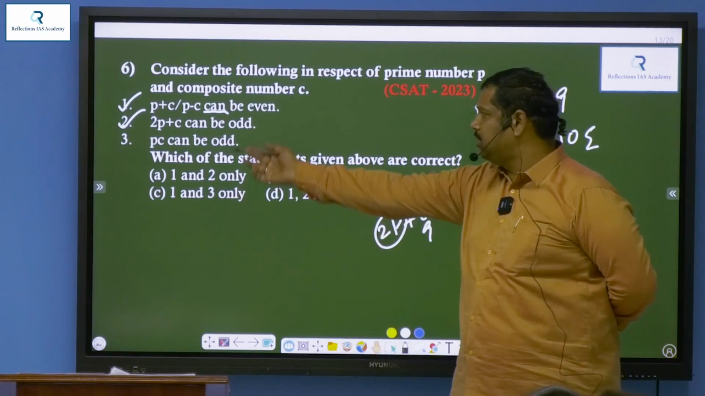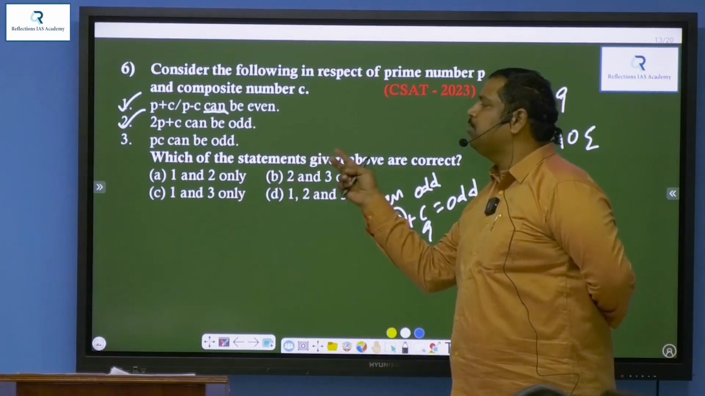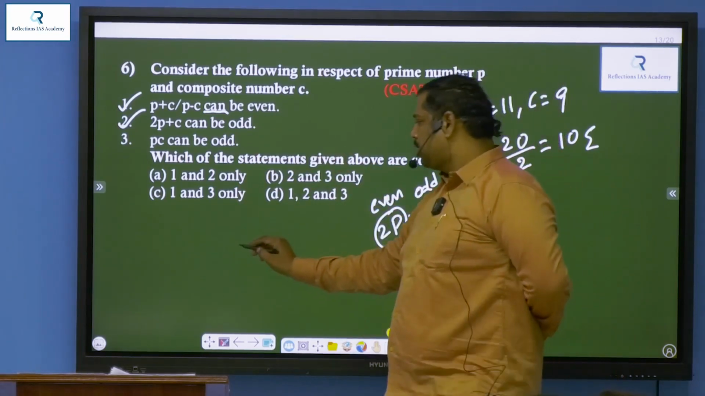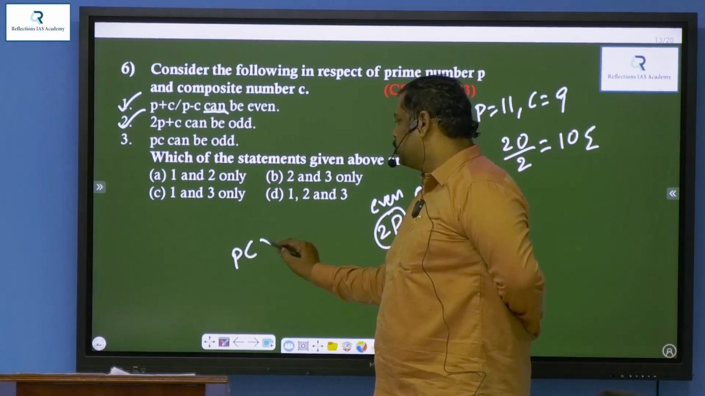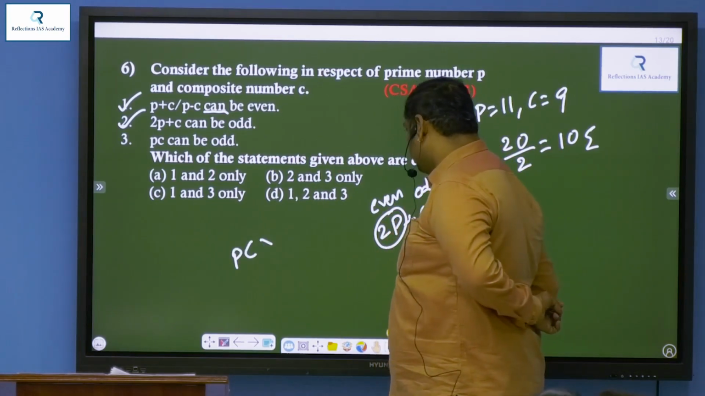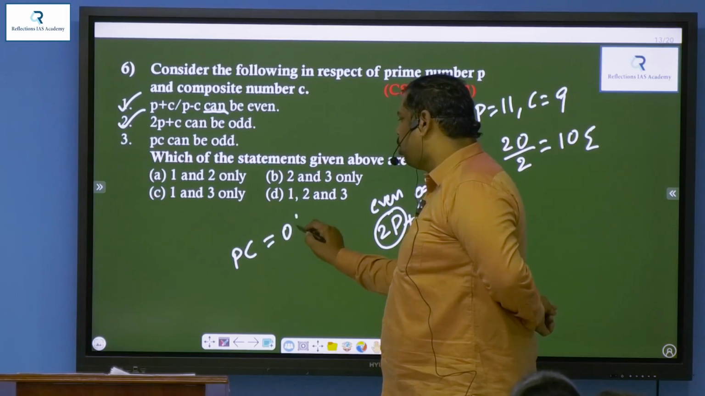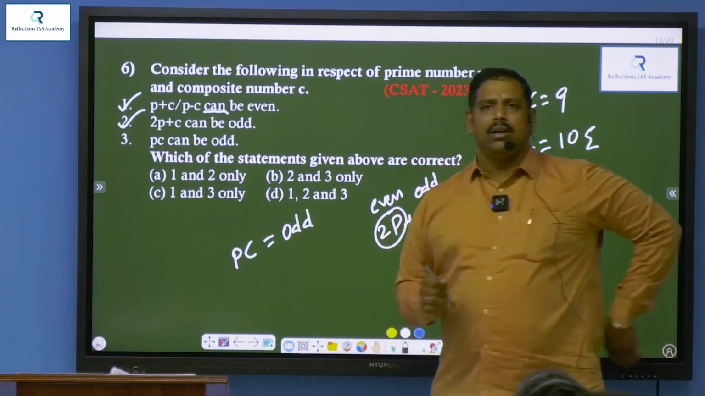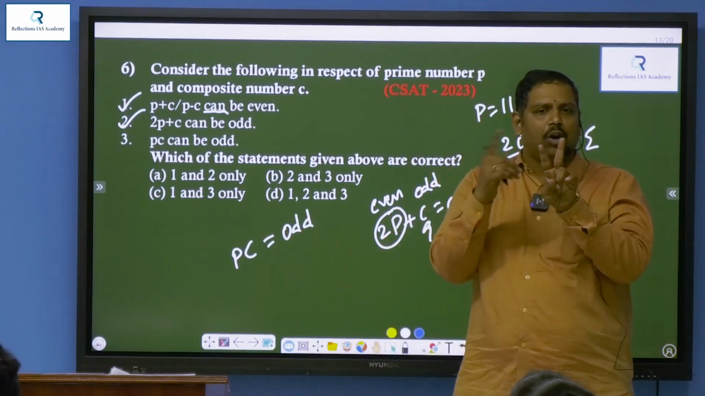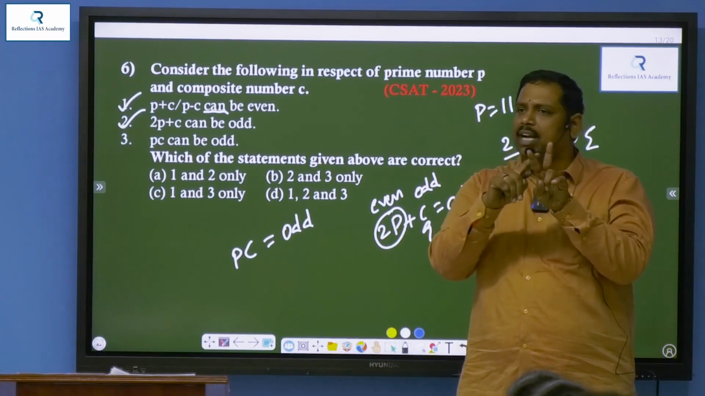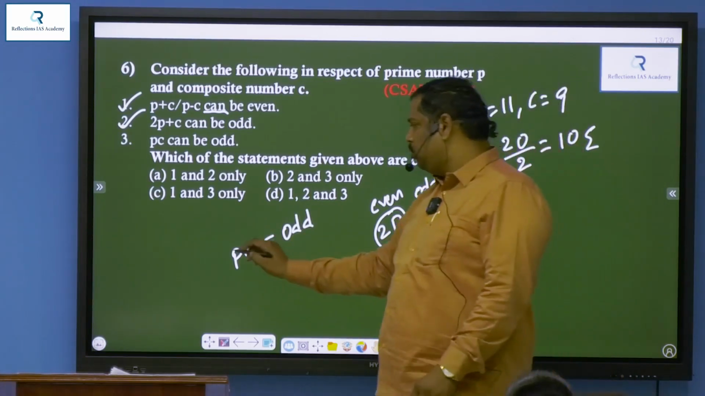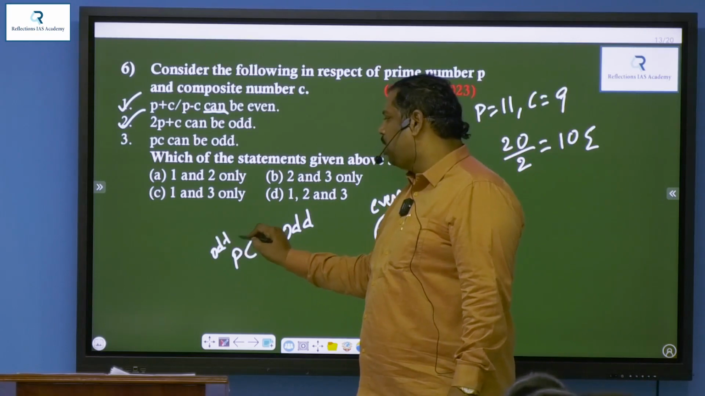So the third one, P into C can be an odd number. If P into C needs to be an odd number, already I said that, when do you get two numbers' product as an odd number? Odd into odd. So he is saying that indirectly P should be odd and C should be odd.